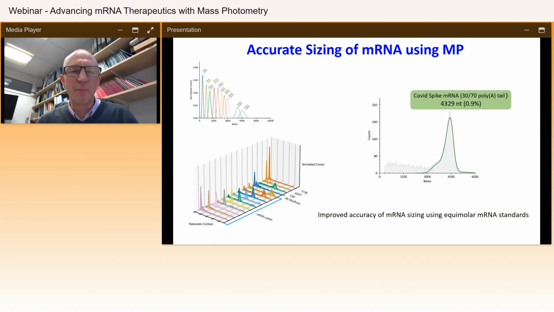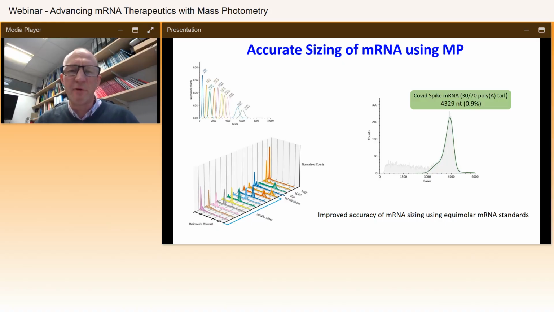So here's an example now of using this mRNA sizing standard that we have at equimolar ratios. We use this as the calibration curve, and this allows us to analyze much larger mRNAs. In this example on the right-hand slide shown in green, I've got an example of where we've used the mass photometry instrument in conjunction with our in-house developed mRNA sizing standards, and this has allowed us to get less than 1% mass error for an mRNA that's greater than 4,000 nucleotides in length. And this is the COVID spike mRNA.